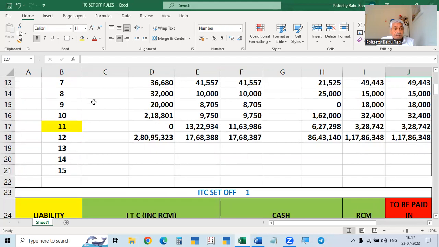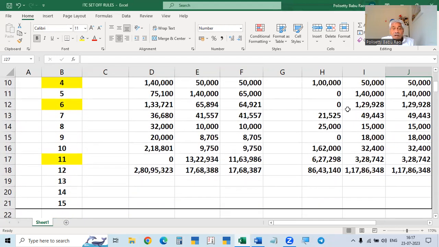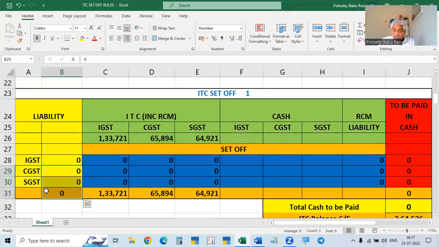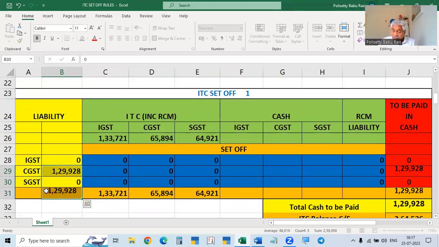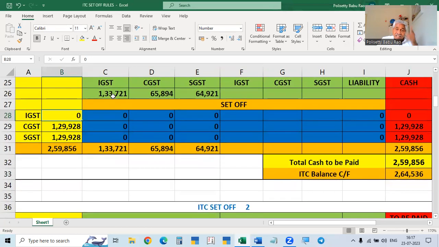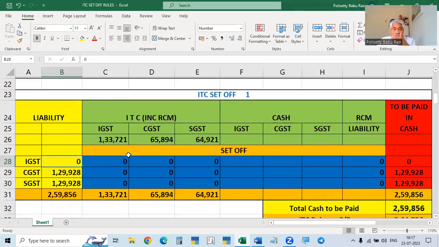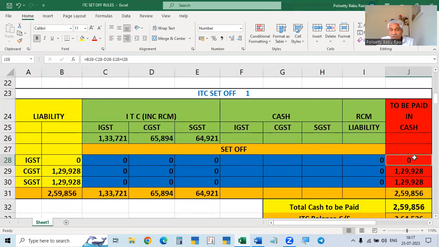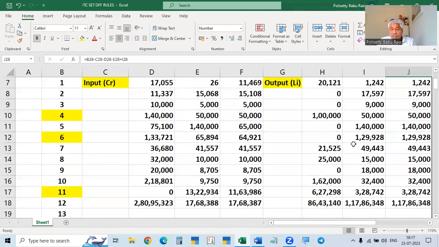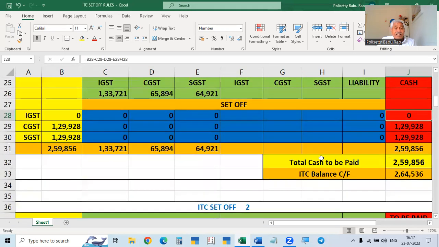This one, 129,928, both 129,928. So this is the liability. For IGST there is no liability, but there is ITC available. Okay, so here IGST no liability, and these two we have to pay, 129,928. Okay, in this case, how to make it?